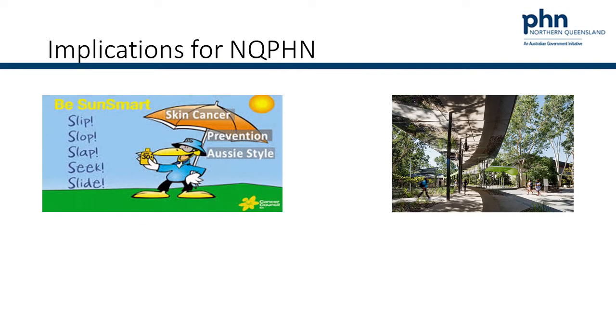solutions to skin cancer, such as slip, slop, slap campaigns, providing shaded walkways, as well as regular skin checks, need to be considered as a viable option, as skin cancers are highly preventable, with the most effective means to be avoiding sun exposure to solar radiation at times of the day where the UV index is high or extreme.